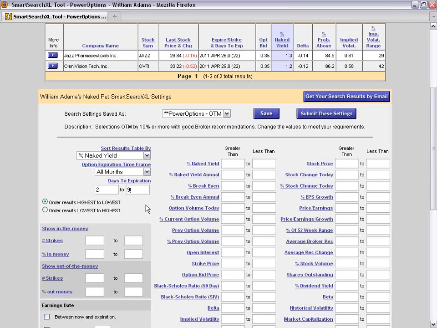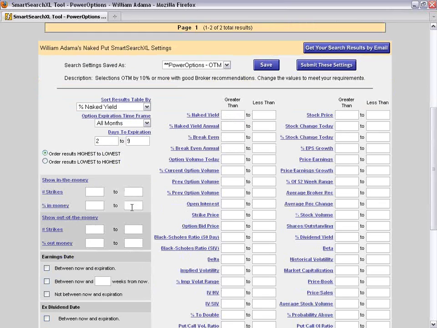So that will cover next Friday's expiration. Now I know that there's going to be multiple strikes for each security that offers the weekly options, so I'm going to restrict the range to just show me one strike out of the money. So in the show in the money, show out of the money field, I'm going to select number of strikes 1 to 1, so we don't get listed repeats.